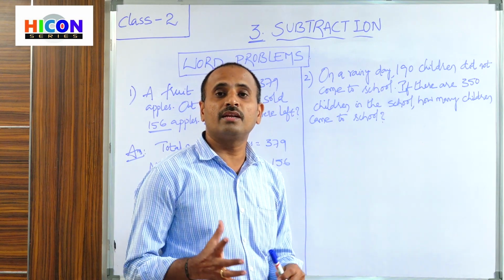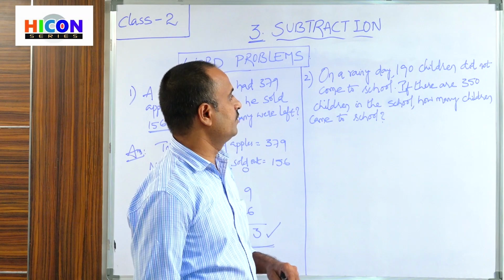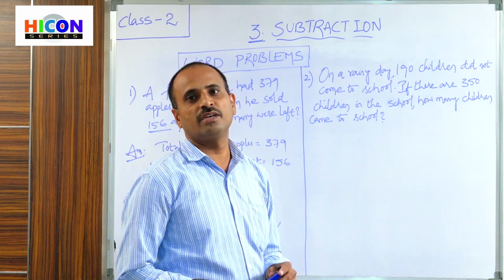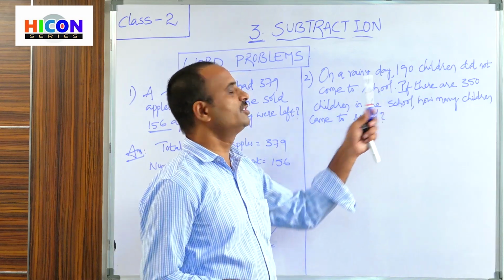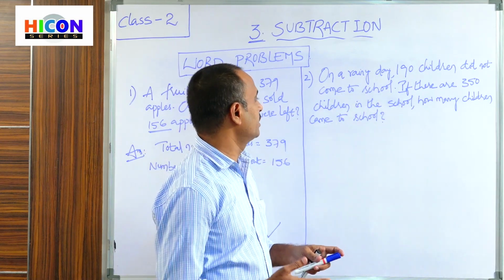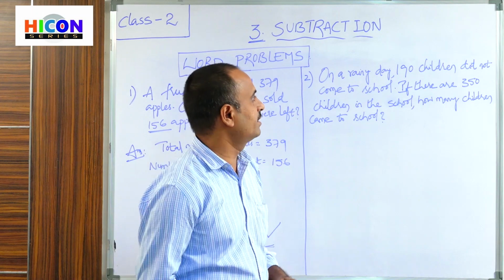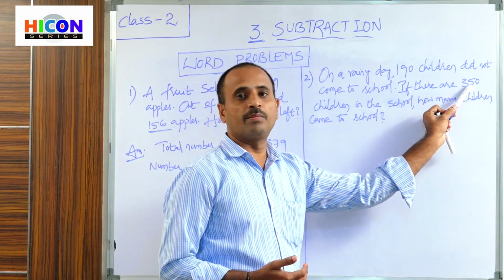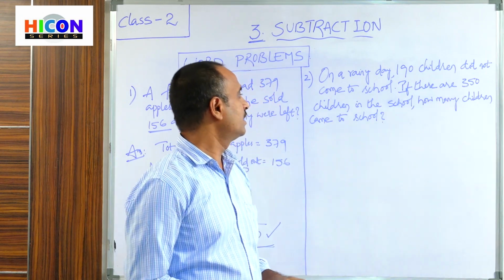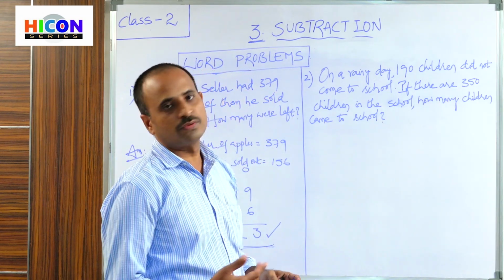So what is the total strength of the school? The total strength of the school is 350 children. So how many children did not come to school? 190 children. And how many children came to school? So if we subtract the number of children who did not come to school from the total number of students, we will get the number of children who came to school.